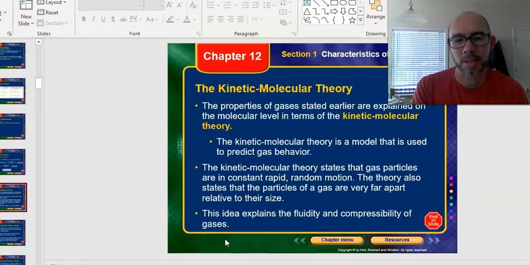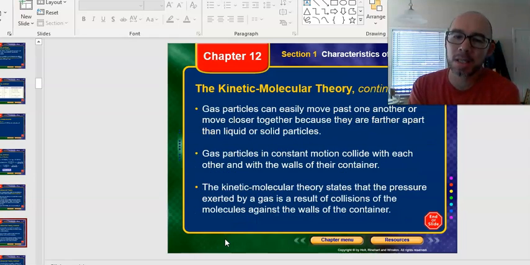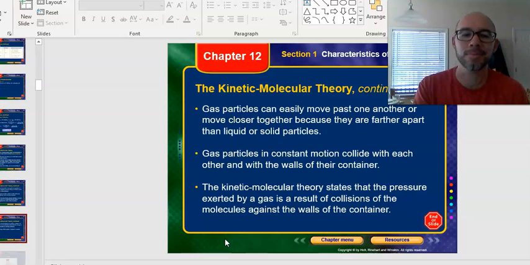The theory also states that the particles of a gas are very far apart relative to their size. This idea explains the fluidity and compressibility of gases. They can easily move past one another or move closer together because they're farther apart than liquids or solids. Gas particles in constant motion collide with each other and with the walls of their container, creating pressure. The pressure exerted by a gas is a result of collisions of the molecules against the wall of the container. I just said that.